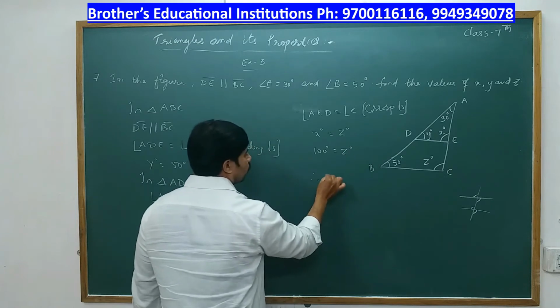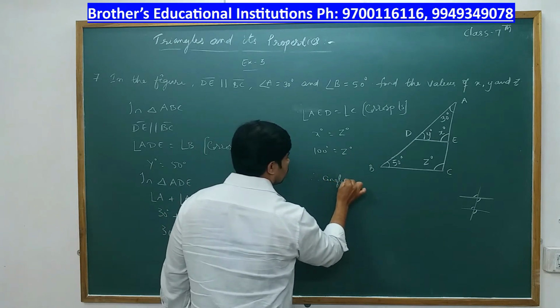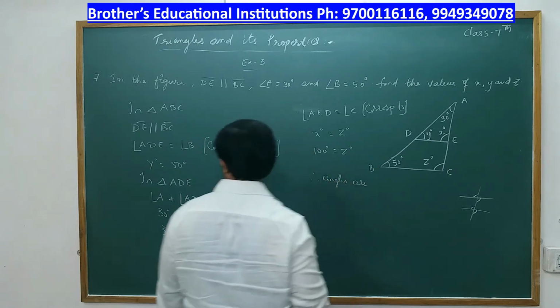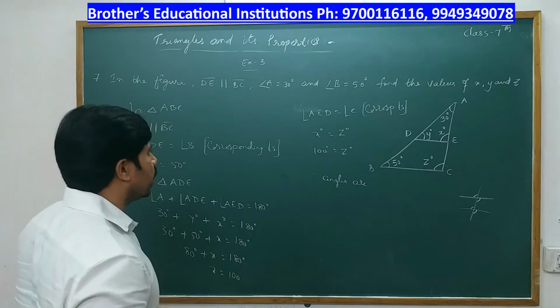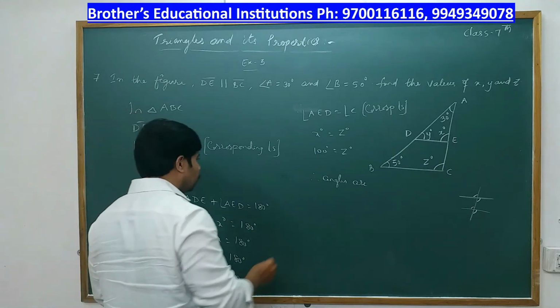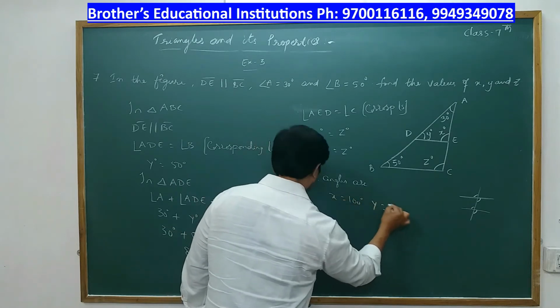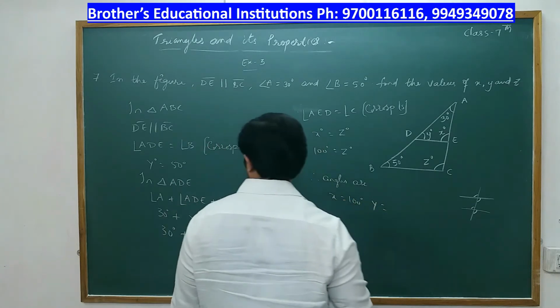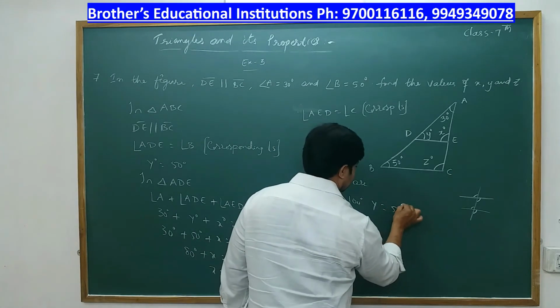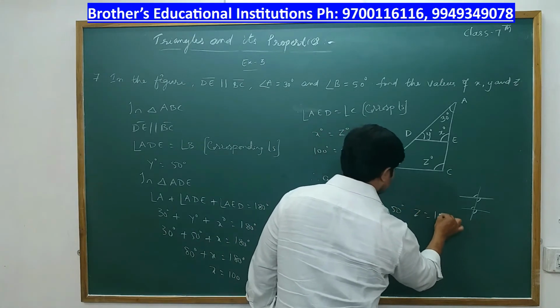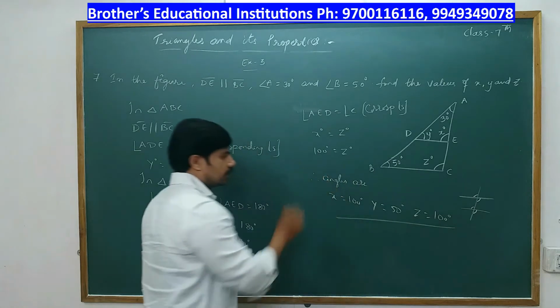So therefore what are the angles? Therefore the angles are, we write in order X, Y, Z. So X is equal to 100 degrees, Y is equal to 50 degrees and Z is equal to 100 degrees, right? So this is completed.